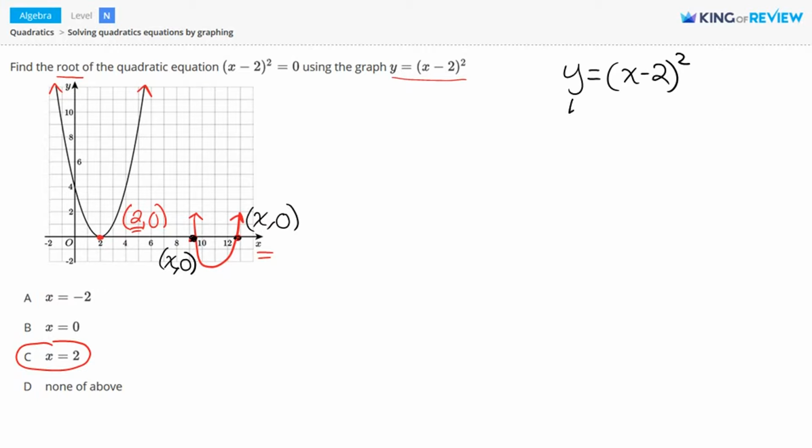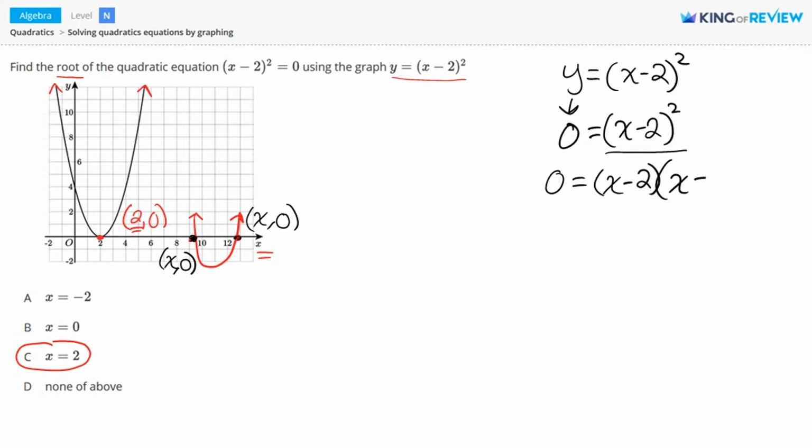So let's apply that to our equation. Let's set y equal to 0 and solve for x. We have 0 = (x - 2)². When we expand this right-hand side, we have 0 = (x - 2)(x - 2).